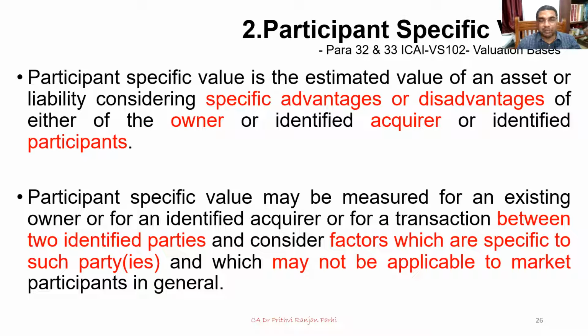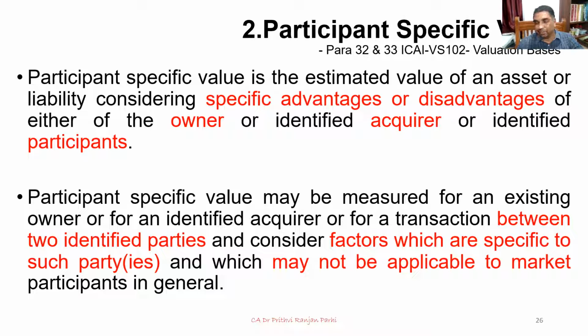Okay, and this value may be measured for an existing owner, for an identified acquirer, or for a transaction between two identified parties, considering the factors which are specific to such parties and which may not be acceptable to market participants in general. Because these specific advantages and disadvantages may not be available to the general market participants. It may be available to specific users.